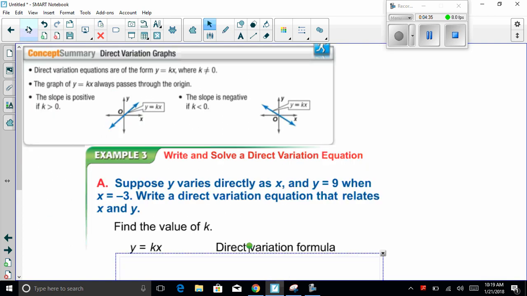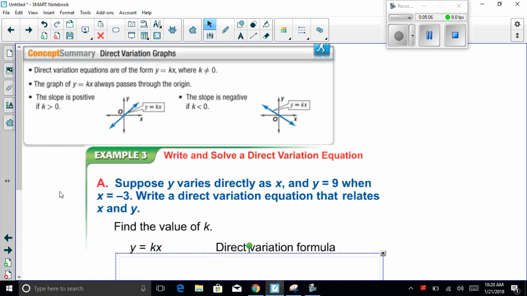Our key concept for direct variation, again, it just gives us the equation, which is y equals k times x. K cannot equal 0. The graph of y equals kx always passes through the origin. The slope is positive if k is greater than 0. The slope is negative if k is less than 0.